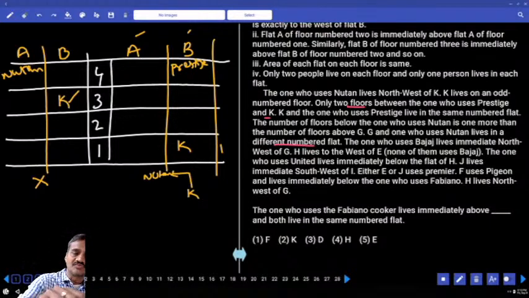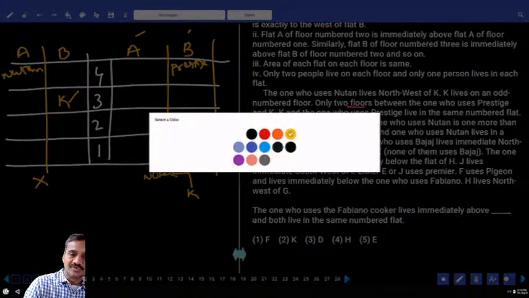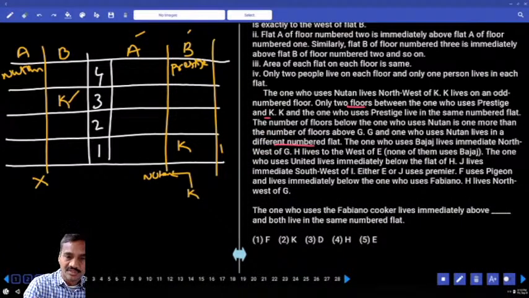As they are living in different flat numbers, what are the different possibilities we have? Then, can we have G at this place? If G is here, then the number of floors below Newton is 1 more than the number of floors above G. Above G is here, then Newton must be here. This is one possibility.